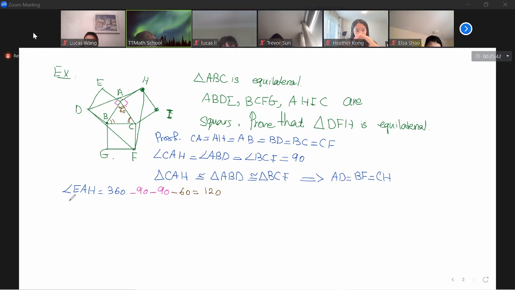And the angle DAE. Let me just make sure I'm doing it correctly. The angle DAE, because DA is the diagonal of this square.